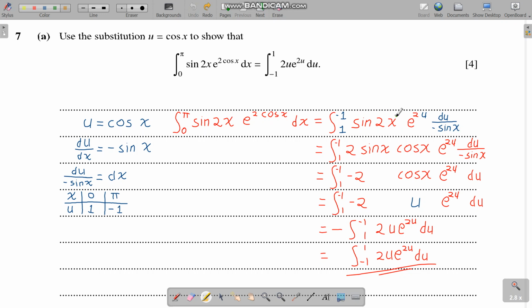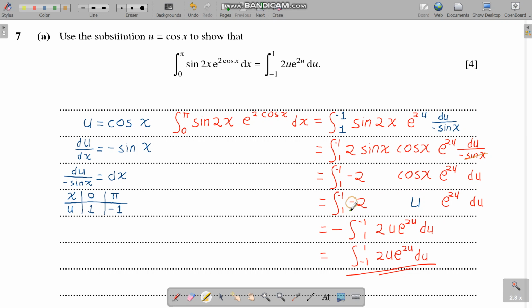So in the MF19 we have the sine double angle formula. Sine 2x is equal to 2 sine x cos x. So we use that double angle formula so that we can cancel out the sine x. So we have only minus 2 cos x, but cos x is again u, so we replace the cos x with u. Now everything is in u. This is ready to be integrated.